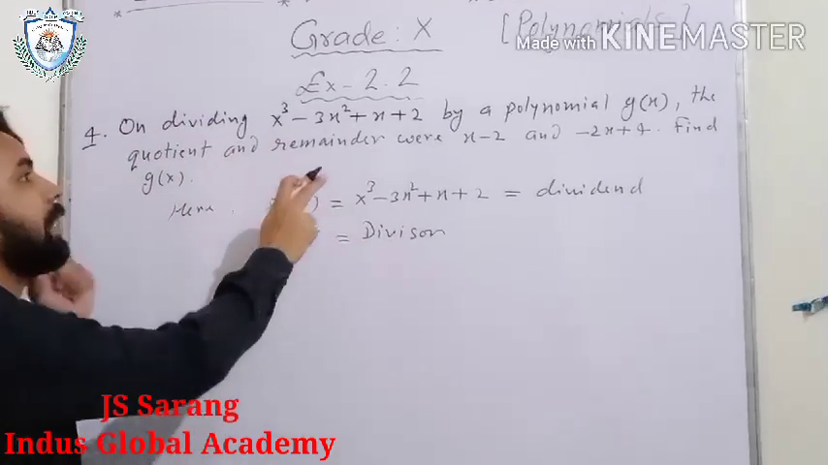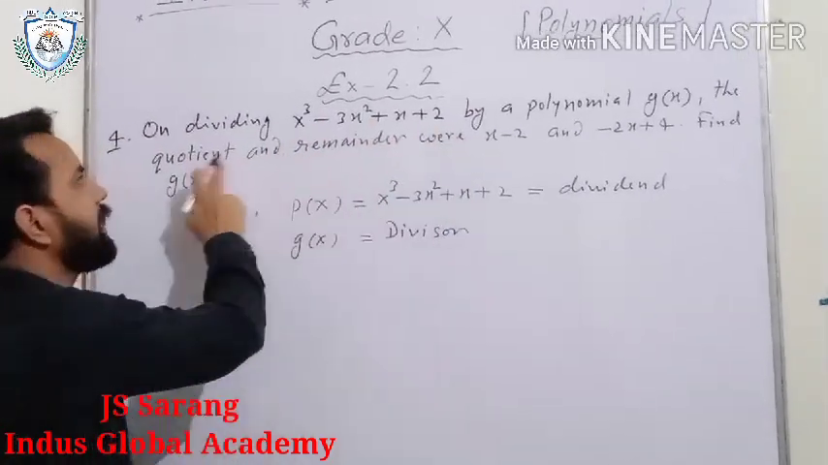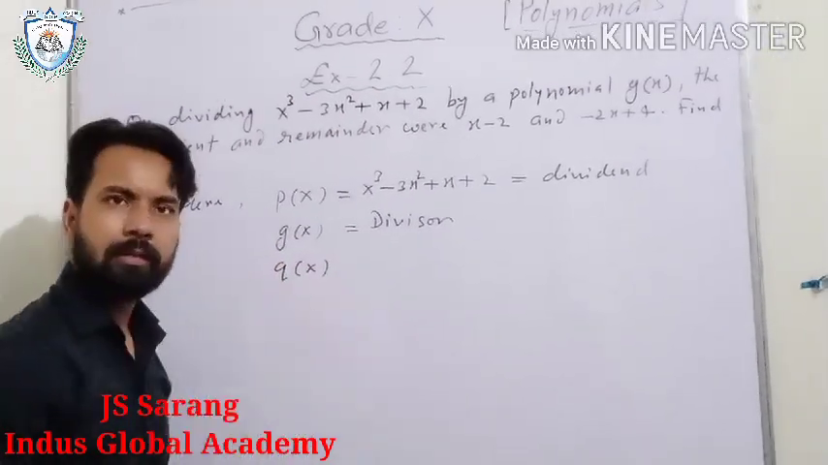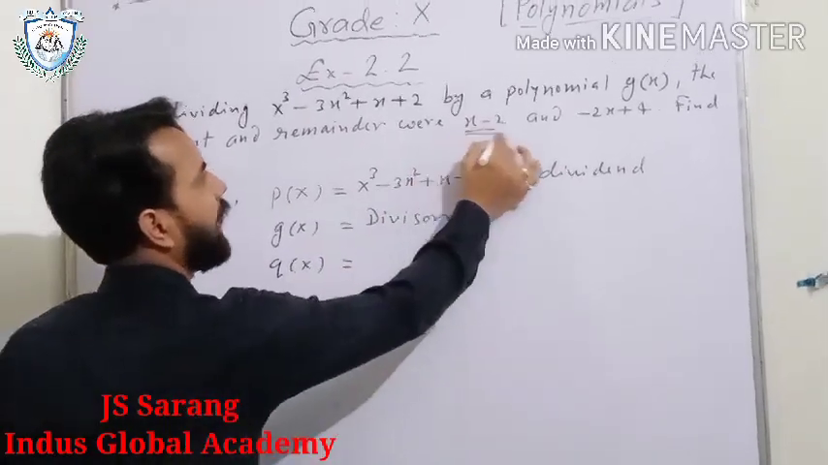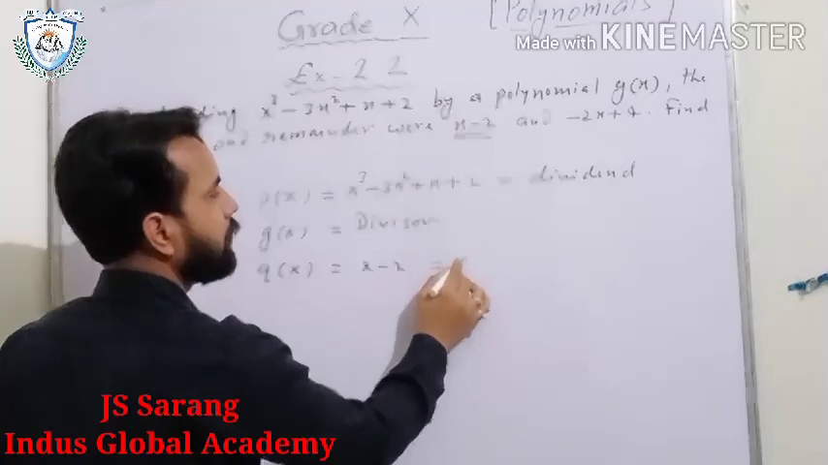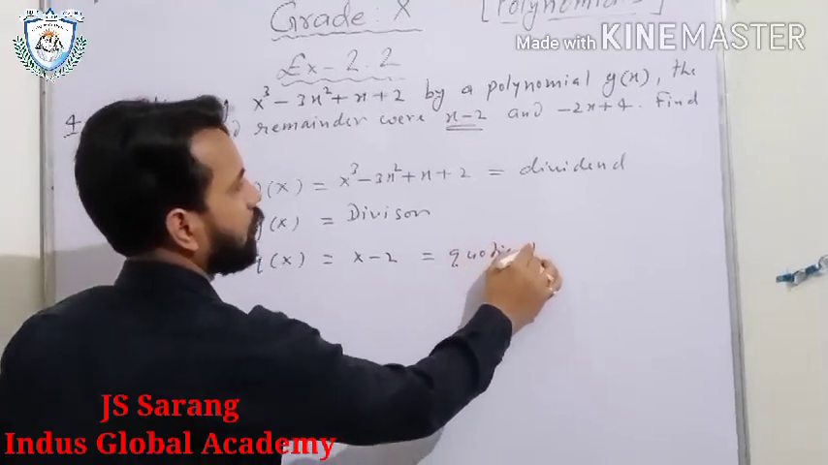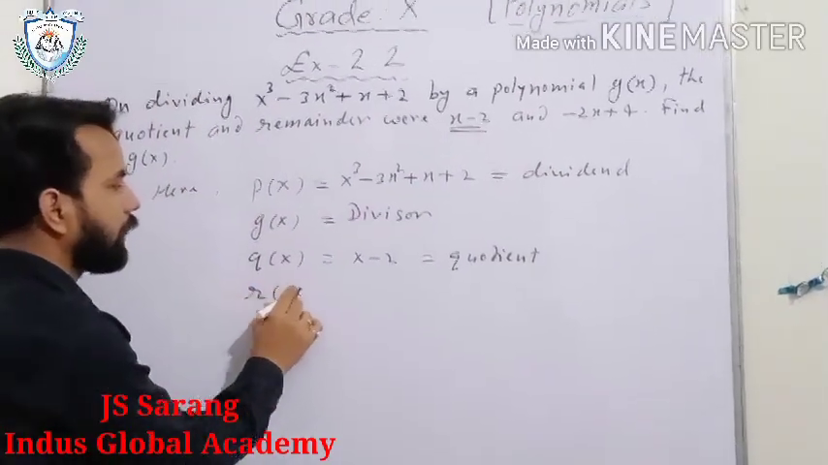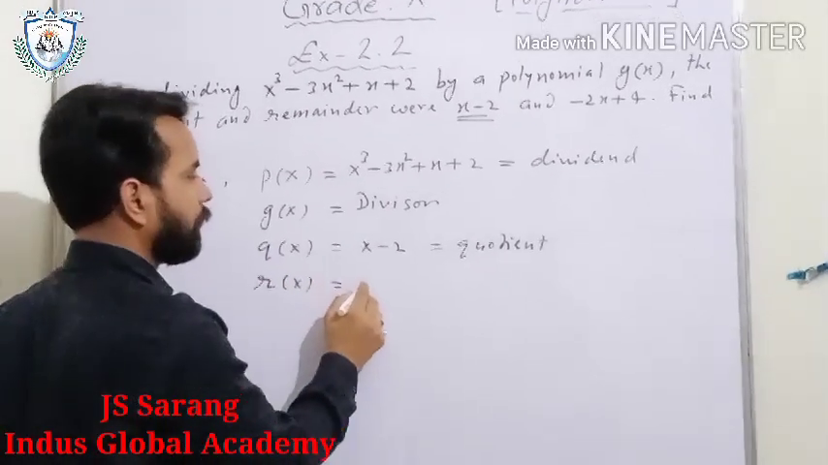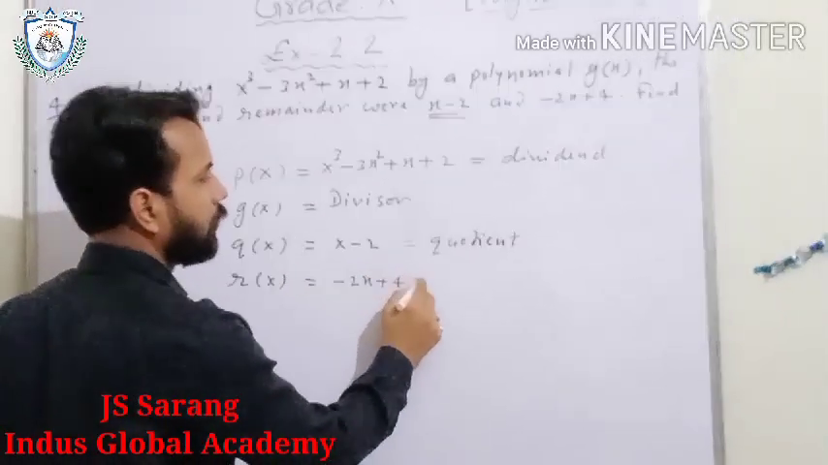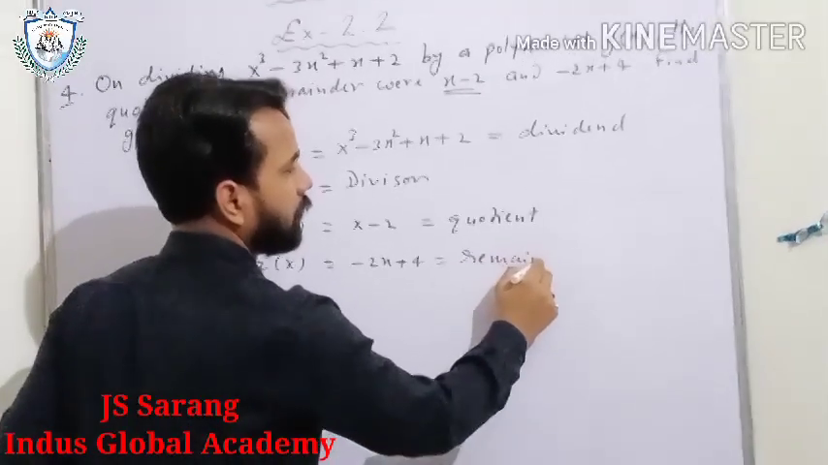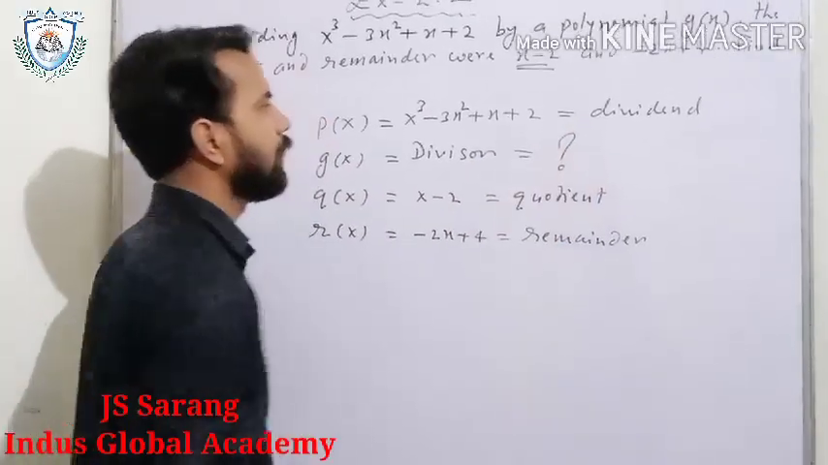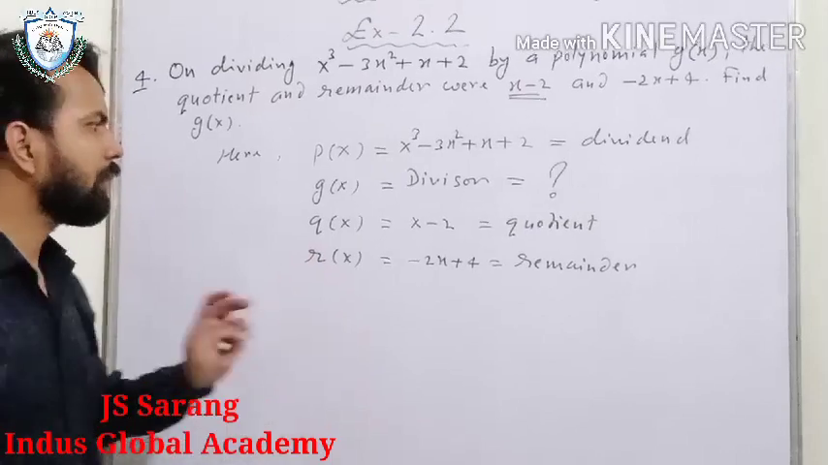The question is saying on dividing this by the polynomial g(x), the quotient and remainder were this. The quotient is denoted as q(x). q(x) is given as x minus 2. This is the quotient, and the remainder is given as minus 2x plus 4, and the remainder we all know is denoted as r(x), equal to minus 2x plus 4. The question is asking about g(x). What is g(x)? We have to find the divisor. Understood?